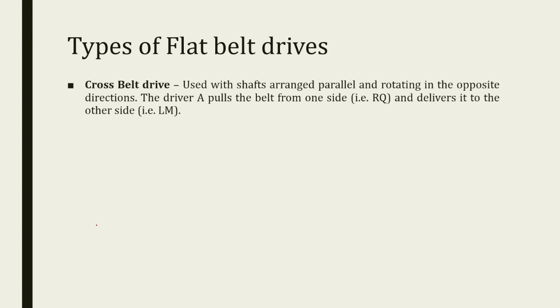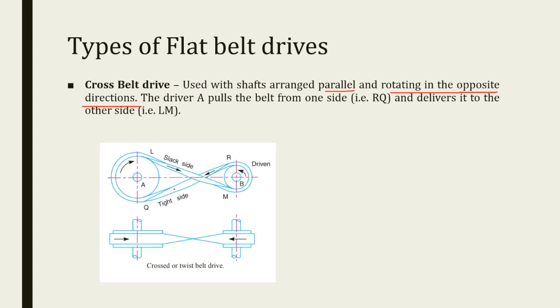The second type of belt drive is the cross belt drive. These are used with shafts arranged parallel but rotating in the opposite direction. When you have two shafts rotating in opposite directions, then you can make use of a cross belt drive. You can see here A is the driver, B is the driven pulley, and both are rotating in opposite directions. A is rotating in the clockwise direction, whereas B, the driven pulley, is rotating in the anti-clockwise direction.